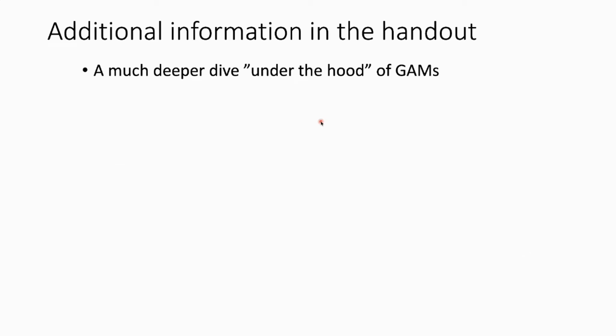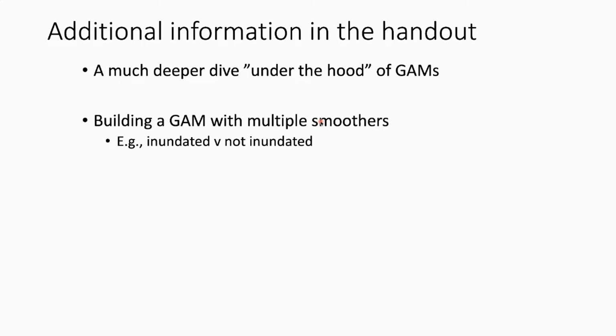So that's a crash course in general additive modeling. Again, please check out the handout for a much deeper dive into, first of all, the under the hood section of GAMs. I go into a lot more detail and show you how to control your output. I also show you how to troubleshoot when you get some errors. But I also walk through the example of having one smoother with two different terms in it. A term for when the Yolo Bypass is inundated and a term for when the Yolo Bypass is not inundated. And you can then compare whether or not your catch per unit effort differs between inundation and uninundation periods.